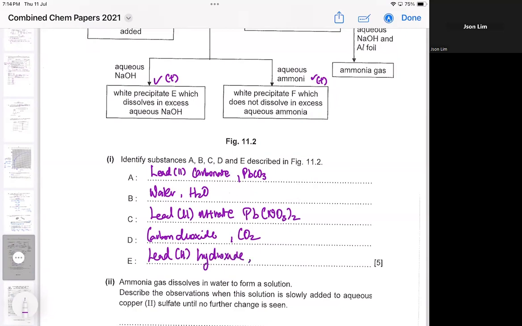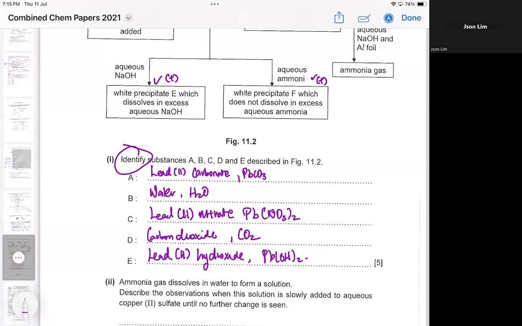Okay, you don't need to write both the formula and the name because the question says identify. For identify, you can go with either one. But most of the time, if the question says name, where the verb is name, you have to write down the name, you cannot write the formula. But as a habit and for safety, I always write the name. Unless the question says write in terms of their chemical formula, then I will only write the chemical formula.